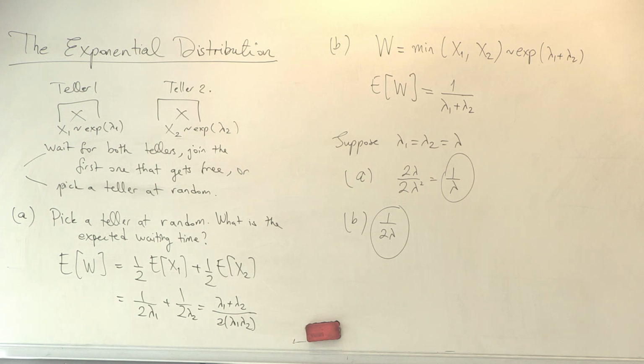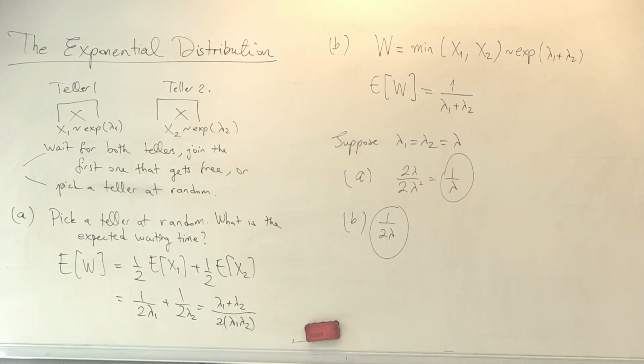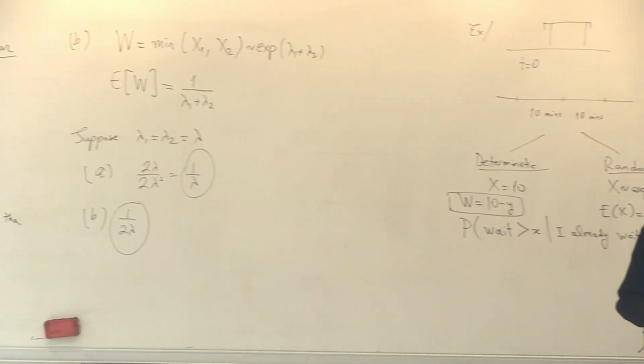And that is only one of the magical properties of the exponential distribution. Next time we will pick up on this, talk a little bit more about the exponential and then the Poisson process, which is built on the exponential distribution.